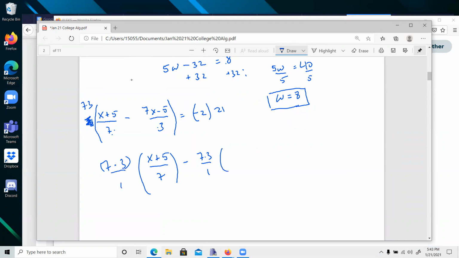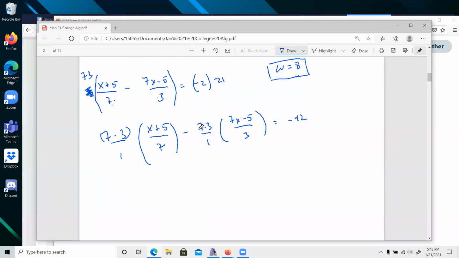All right, so we have (7x minus 5) over 3 here equals, and that's just -2 times 21. I think that's -42. Yeah. All right. So the reason I wrote it this way is because I really wanted you to be able to see what's canceling here. We could look at this and say, hey, wait a minute, there are the 7s and those both go away. There are the 3s and those both go away.